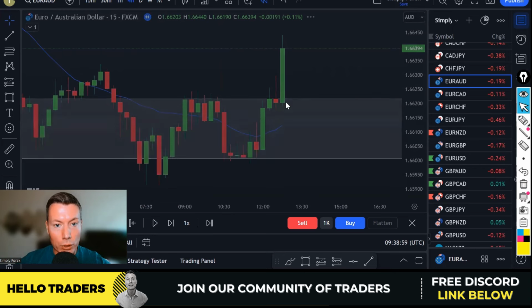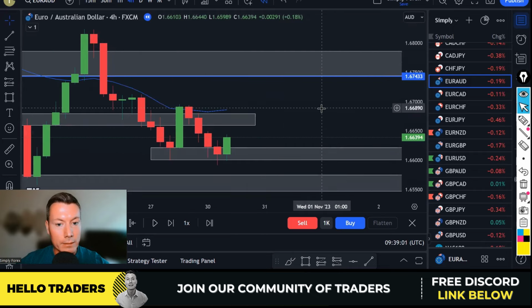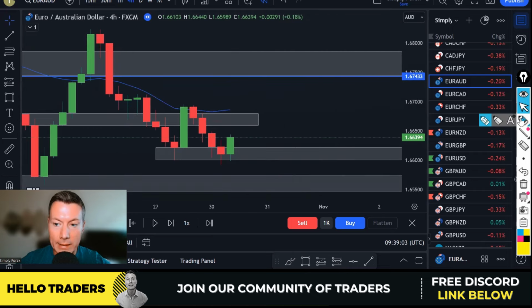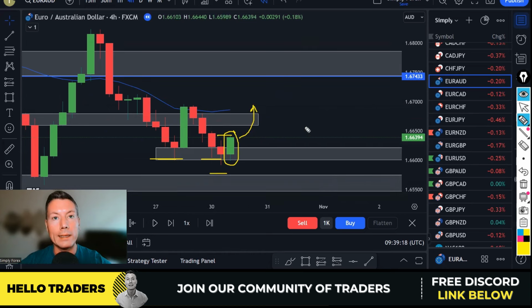How does the H4 look? It could be an H4 entry. There you go, bang. That is an H4 entry. It didn't break these lows. We got a nice bullish H4 candle. This is also an entry. Enter here, put your stop below here, look to take price higher. So you can see how there are many ways to take this trade.